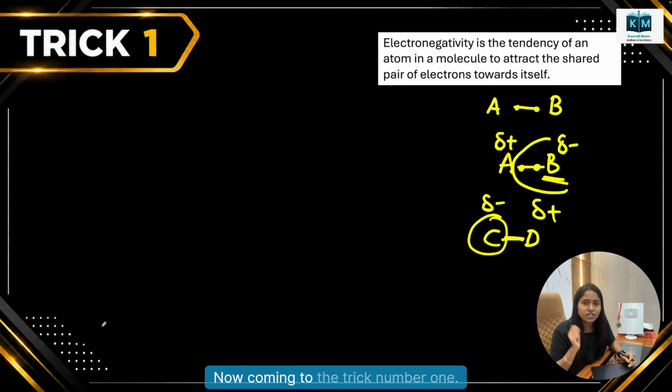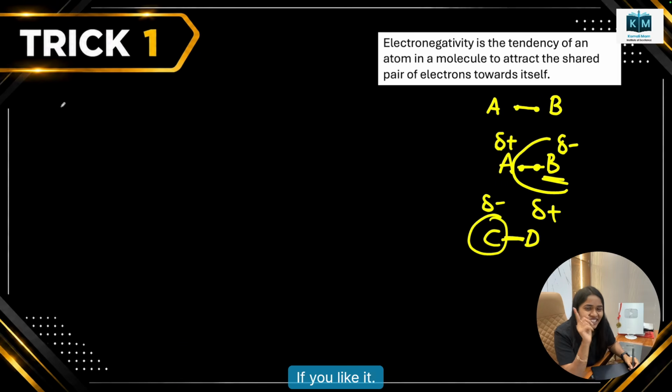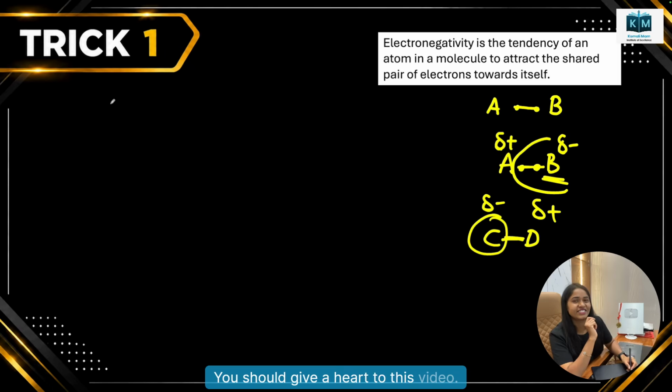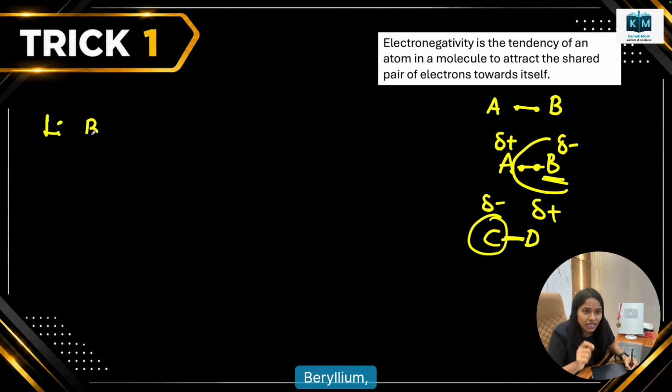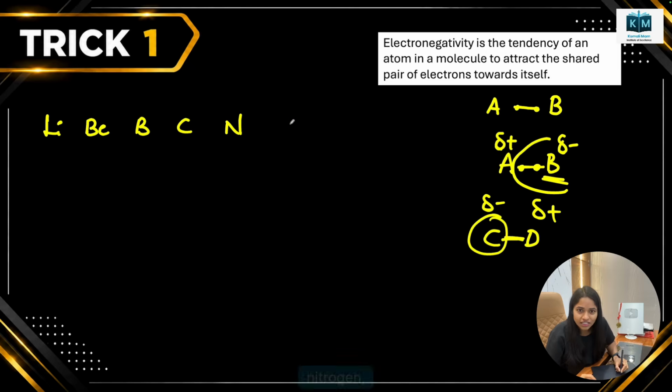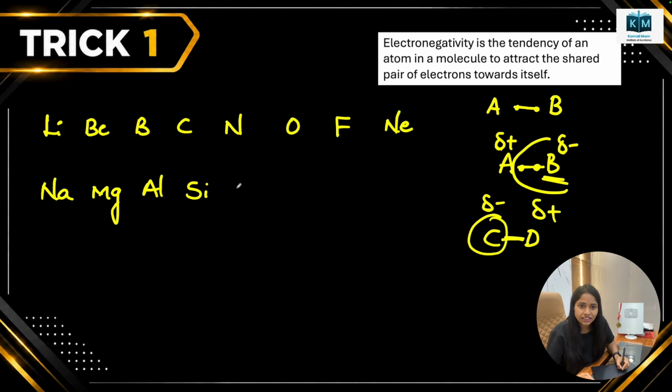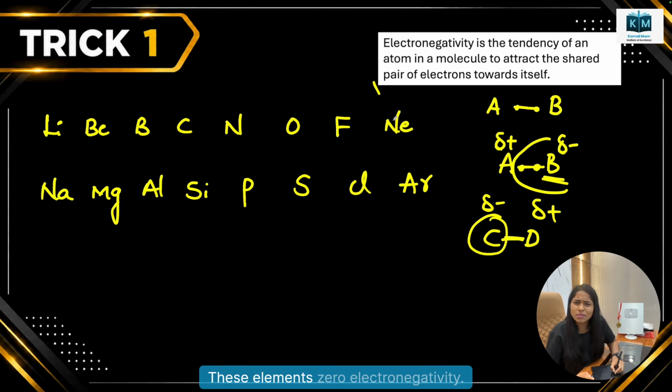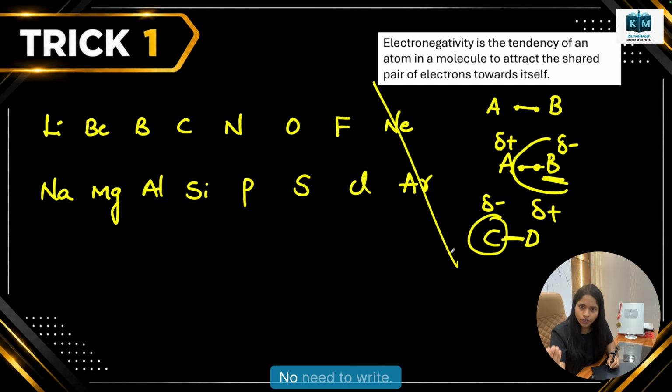Fine. Now coming to trick number 1. What I am going to teach you is an excellent trick. If you like it, you should give a heart to this video. Lithium, beryllium, boron, carbon, nitrogen, oxygen, fluorine, neon. These elements you know, right? Next, sodium, silicon, phosphorus, sulfur, chlorine, argon. The noble gases have zero electronegativity, no need to write.